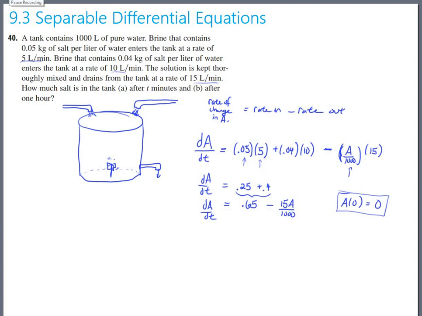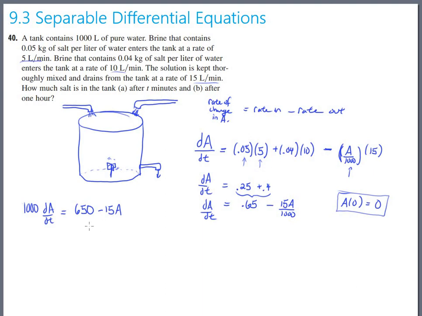So we really only have one technique so far, which is separable differential equations. So hopefully this is separable. I'm going to start by multiplying both sides by 1,000 just because I don't like that fraction, or that decimal for that matter. So we've got 1,000 dA/dt equals 650 minus 15A.